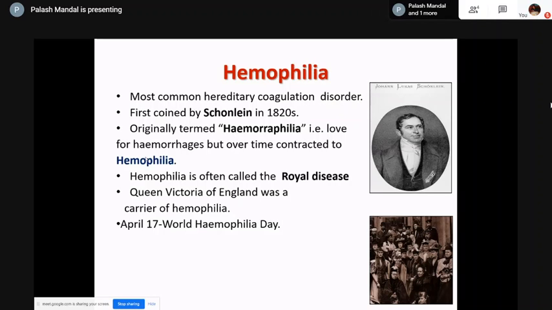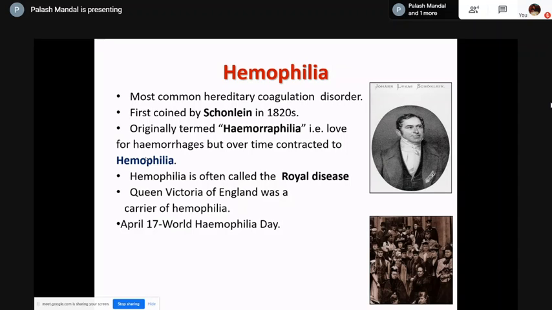The term was first coined by Schonlein and originally termed hemorrhophilia, that is love for hemorrhages, but later on became hemophilia. It is also known as royal disease because the royal families had a system of marriage between royal families only. So the recessive disorders, if prevalent in one family and two families, kept on increasing. Especially the recessive factors kept on spreading within these royal families.